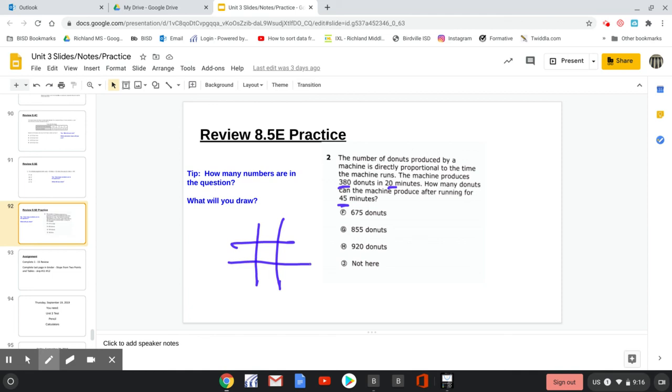We have donuts produced by a machine is directly proportional to the time it runs. The machine produces 380 donuts in 20 minutes. So I have my donuts and I have my minutes. So I have 380 in 20 minutes. How many donuts can the machine produce after running for 45 minutes? That's what I'm looking for. So I have 20x equals 380 times 45.